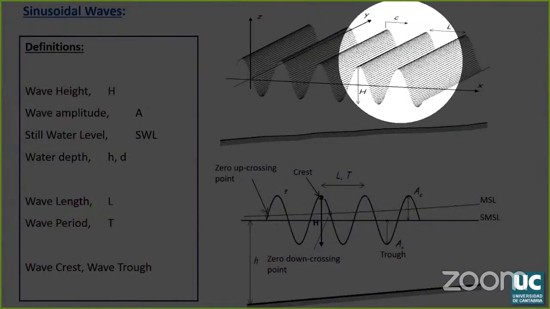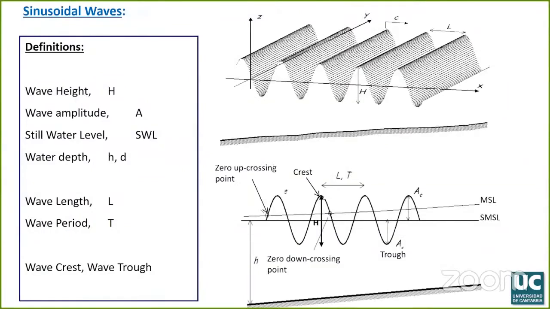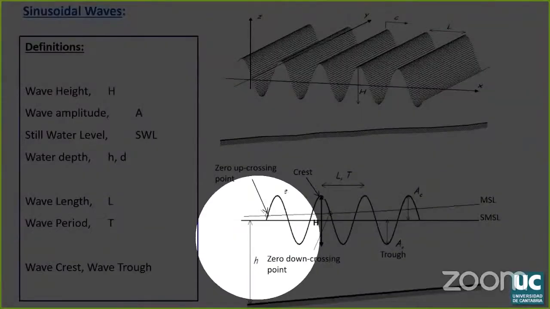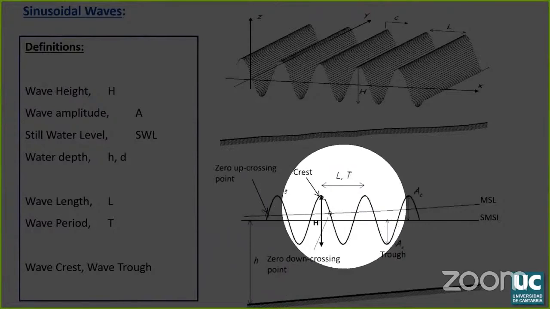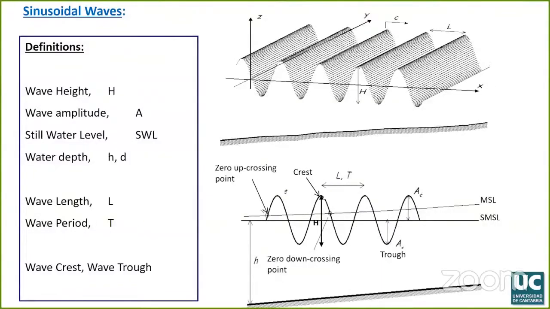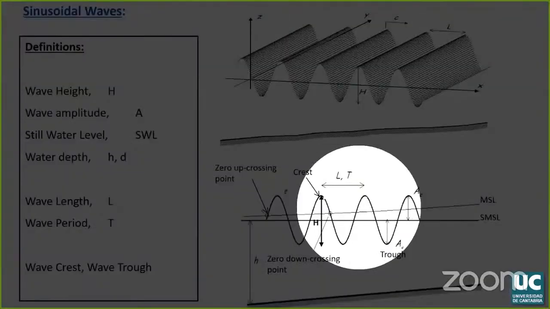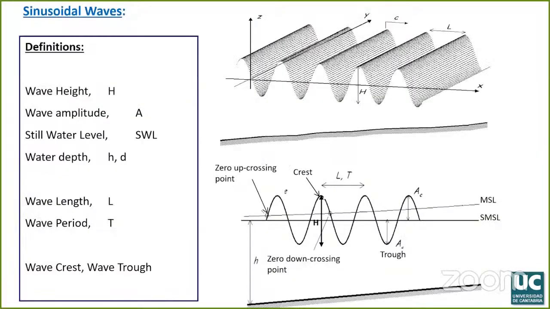Waves propagate in a water depth h over a still water level. The vertical distance between a crest and a trough is the wave height, capital H. The horizontal distance between two crests is the wave length, capital L. In the time domain, the distance between two crests is the wave period, capital T.